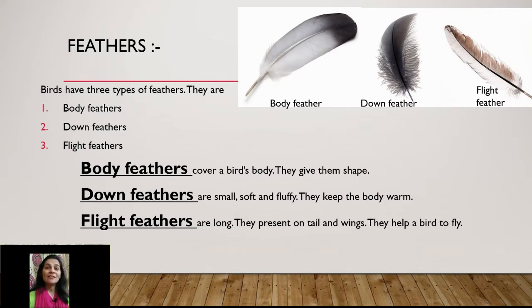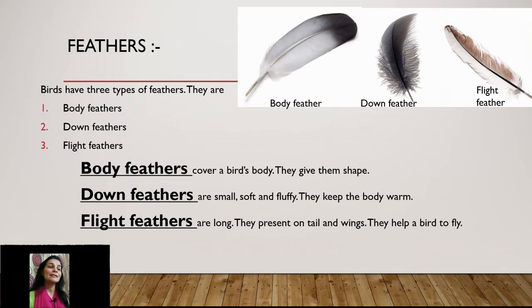Feathers. Feathers are of different types. Okay. Feathers are of 3 types. Body feather, down feather and flight feather. These are of 3 types. Body feather cover a bird's body. They give them shape. Okay, they give shape to the bird.